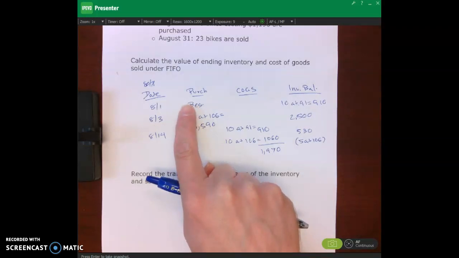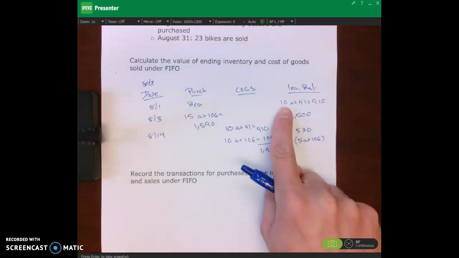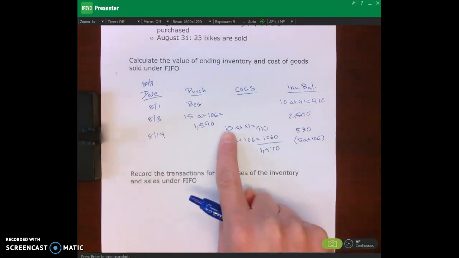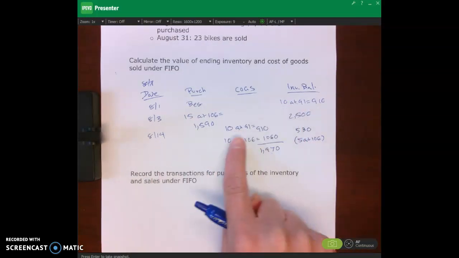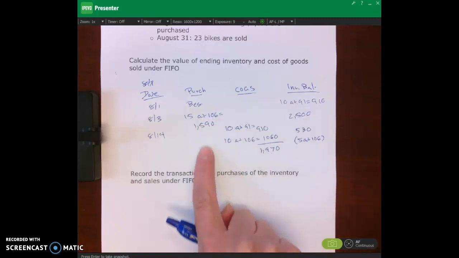We're this bike shop. When we get bikes in, as they come in, we assume those are the ones that we sell first. So if we made the sale on the 14th and we say, well, which ones did we sell first? Well, we sold all of our beginning inventory, and then we work our way down.